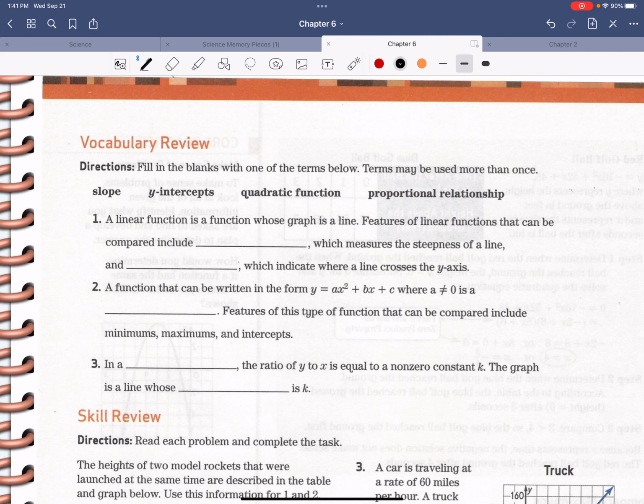A linear function is a function whose graph is a line. Features of a linear function that can be compared include blank, which measures the steepness of the line. That's going to be slope. And blank, which indicate where a line crosses the y-axis. That will be y-intercepts.